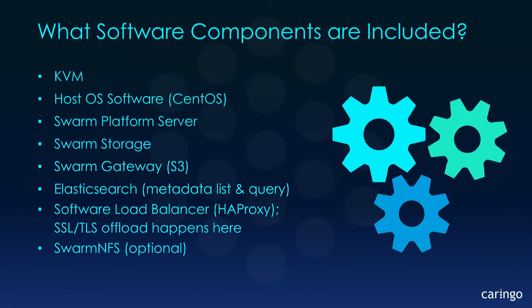You'll see Elasticsearch for list and query of metadata characteristics for the objects that are stored in it. We also provide an HA proxy as a software load balancer, and that's also your framework for dropping in the certificates that you plan to use for TLS offload. That's going to happen there. And then last but not least, as an optional component, and it's optional because it's licensed separately, we can deploy Swarm NFS on these appliances for you as well. So those are the big components.